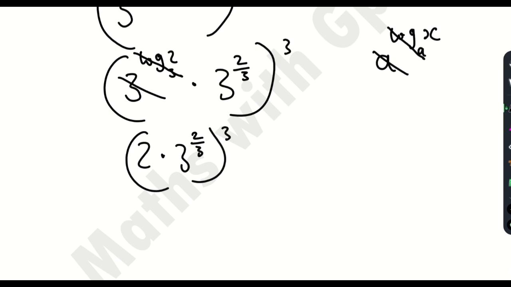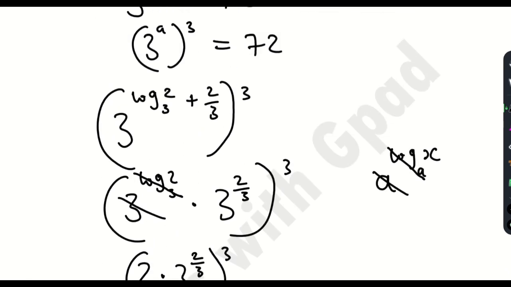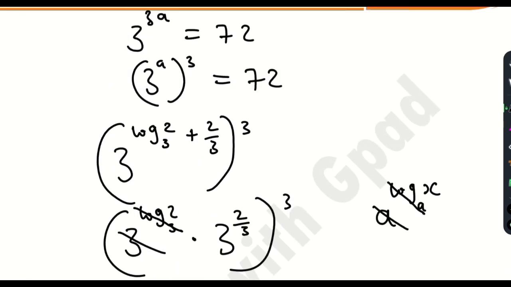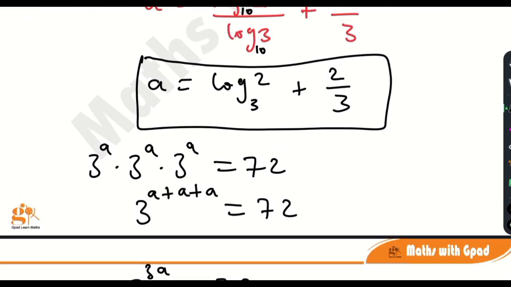3. From the power of a product rule, I'm going to distribute this power of 3 to 2 and to 3 raised to the power 2 over 3, because it can be applied to the factors in the bracket. So this is going to be 2 raised to the power 3 times 3 raised to the power 2 over 3 with a power of 3. So 3 cancels 3. What do you have? 2 raised to the power 3 is 8, and 8 times 3 raised to the power 2. See, 3 raised to the power 2 from here is what? 9. What is 8 times 9? Is it not 72? So we have proven that the value of a, because we have 72 here, is log 2 base 3 plus 2 over 3.